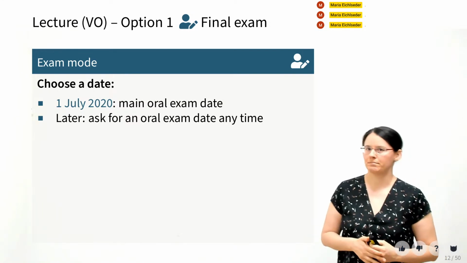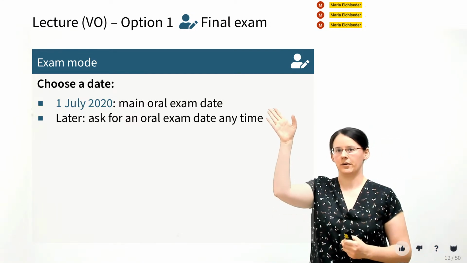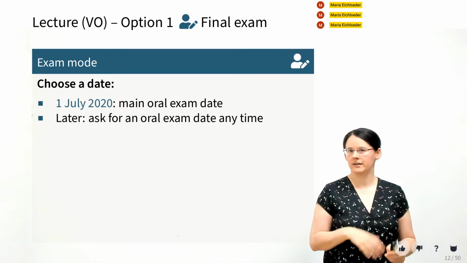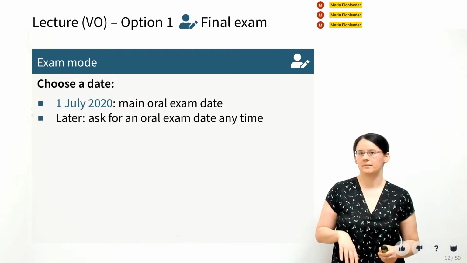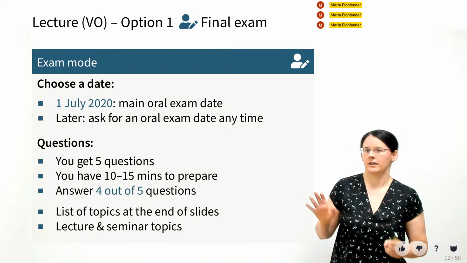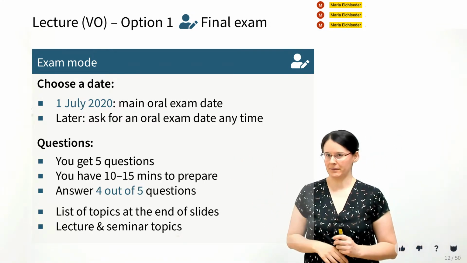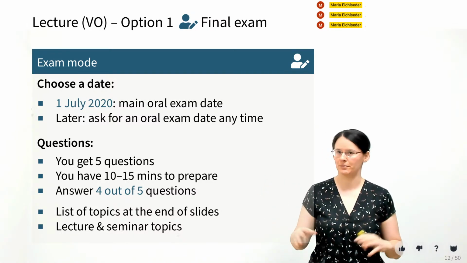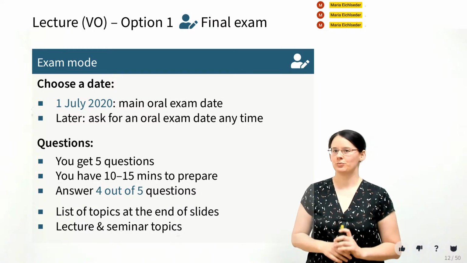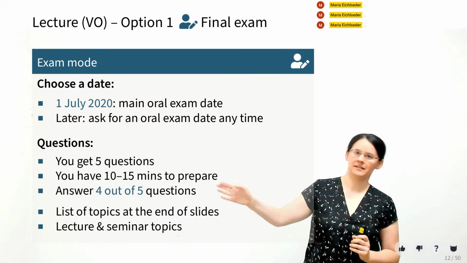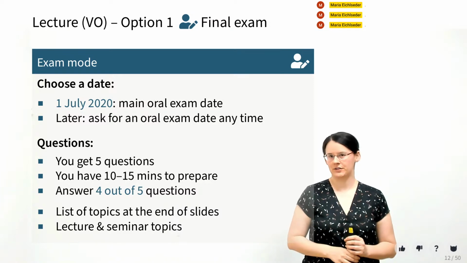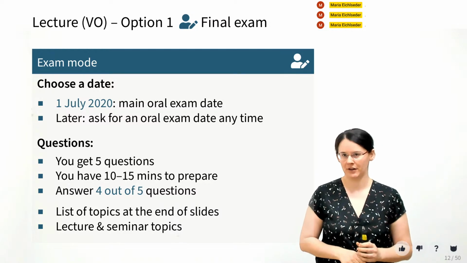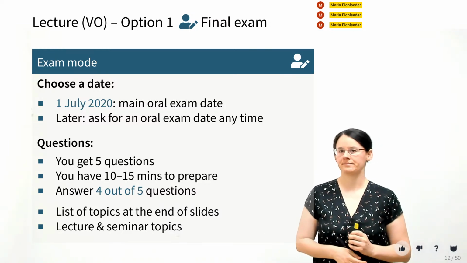So we are planning one main oral exam date on the 1st of July, where we will have several slots available. You can pick one, and the exam is then going to be, you get some questions, a total of 5 of them. You then have some minutes to prepare by yourself, to collect your thoughts, to make some notes, and to choose which of the questions you answer. Because again, 100% is 4 questions, so you tell us which 4 of the 5 questions you want to answer, and we only grade those.